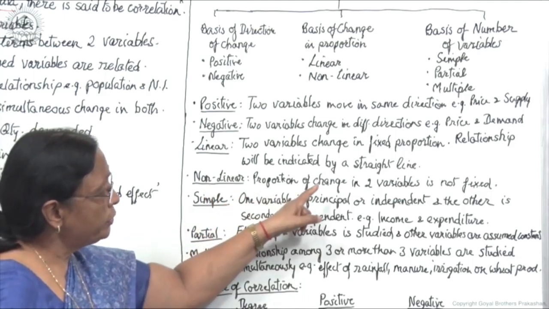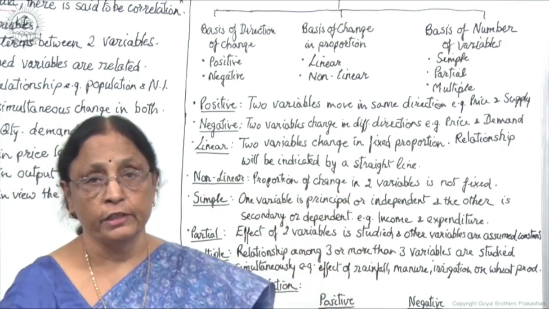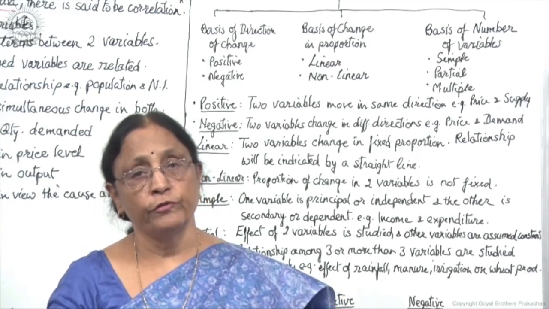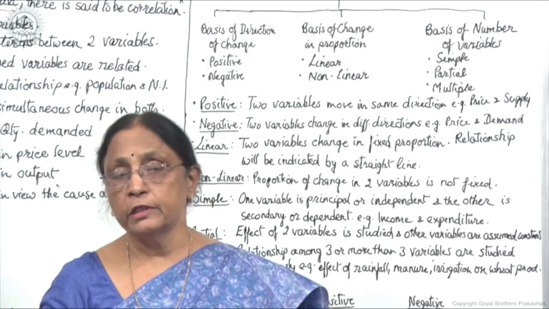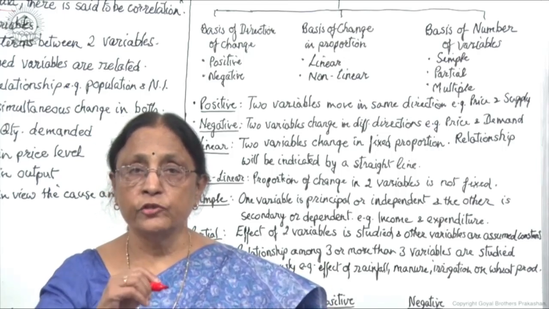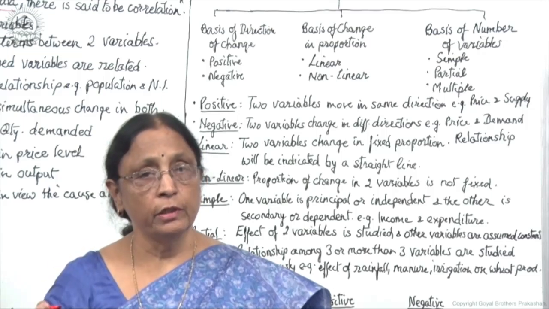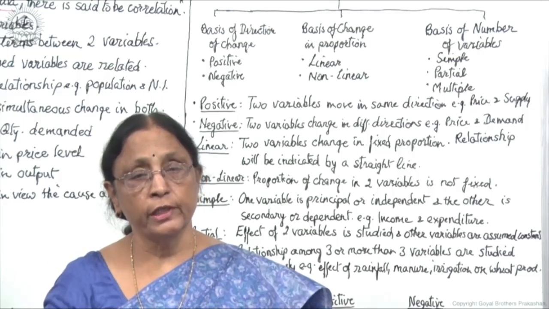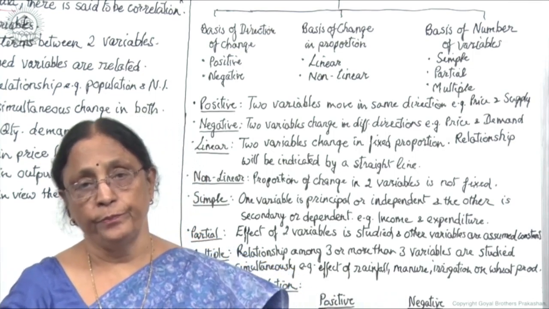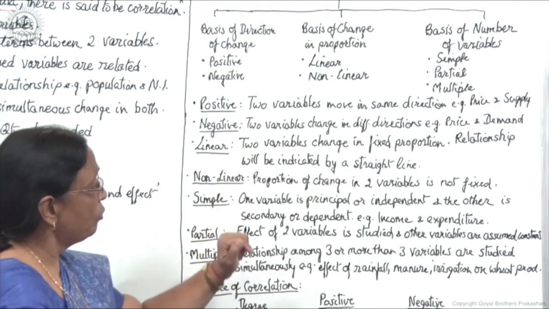Non-linear: the proportion of change in the two variables is not fixed. The dots are not on a straight line because the proportion of change is not fixed. When the dots are in a straight line, that is linear correlation. When the dots are not in a straight line, it is known as non-linear correlation, right? So this is on the basis of proportion.